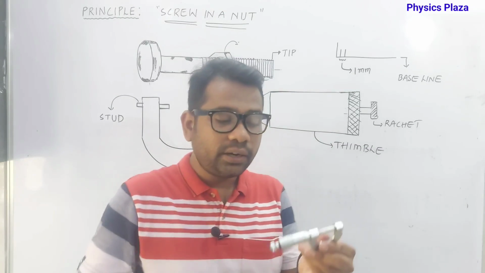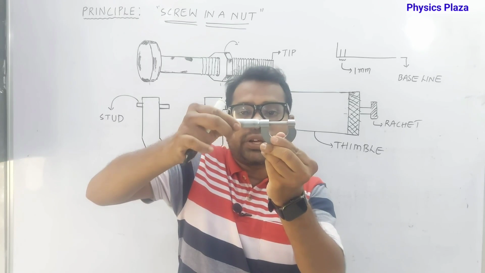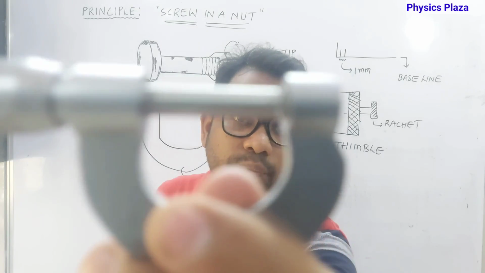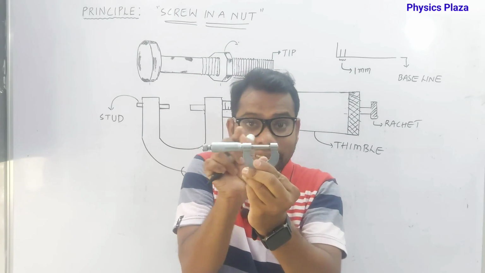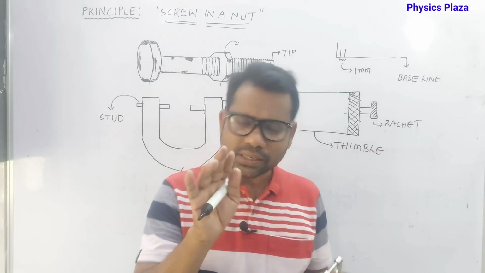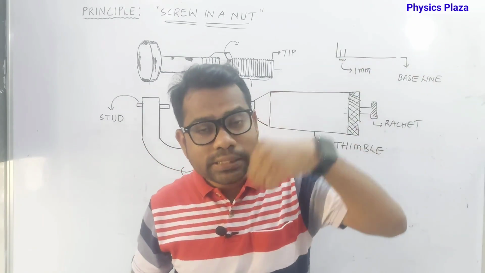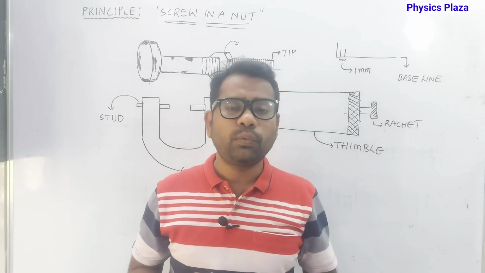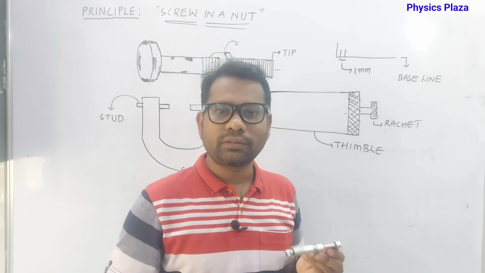Fine. Now when I make one complete rotation, there will be a gap. I don't know whether you are able to see it or not. There will be some gap, which means that is a distance, and of course we can measure that. But what is the smallest measurement that we can take with the help of a screw gauge, children? It's not one complete rotation.